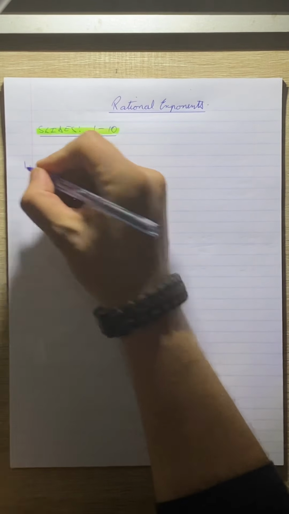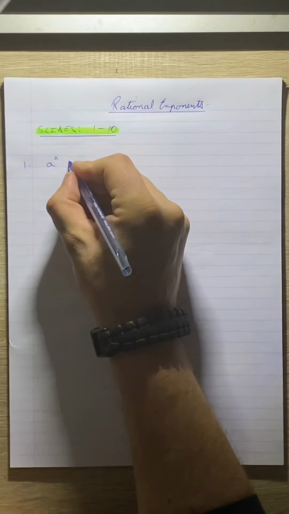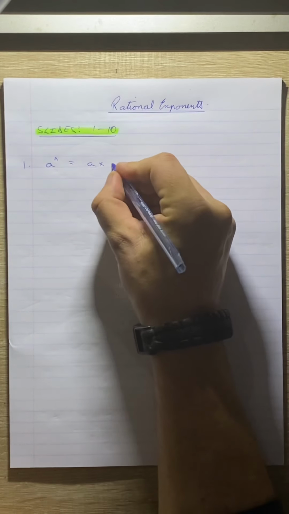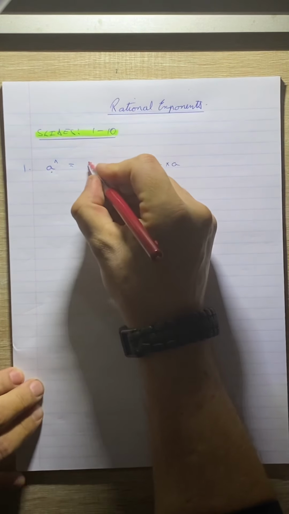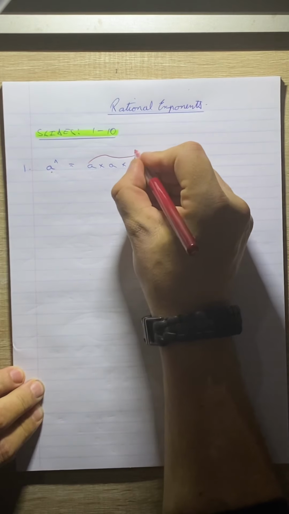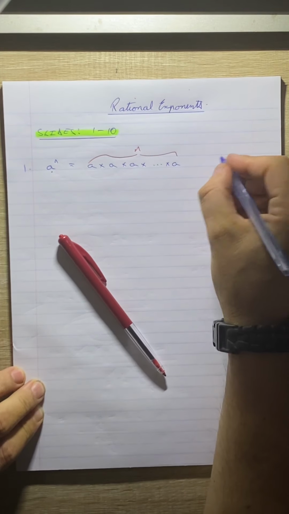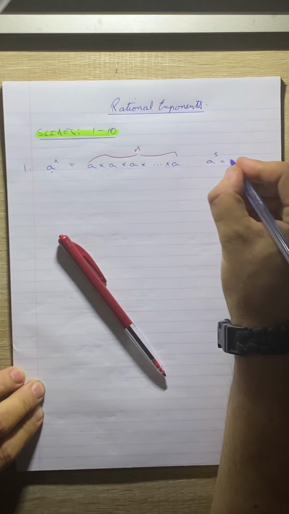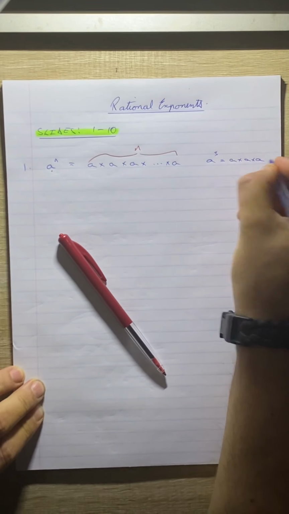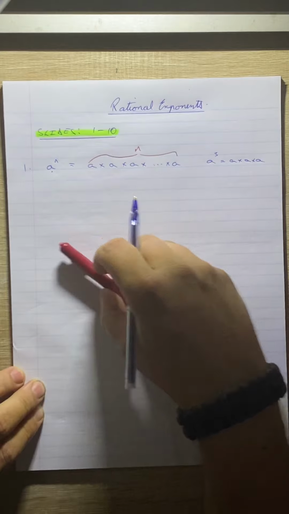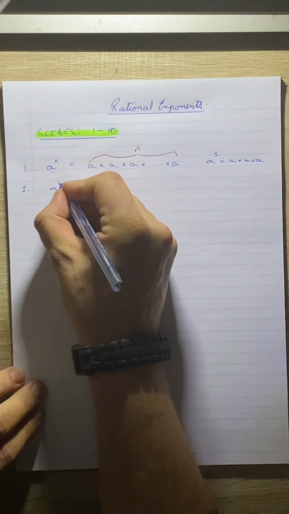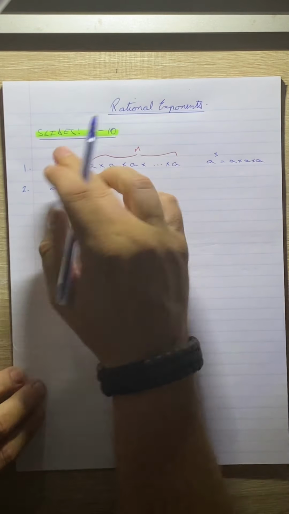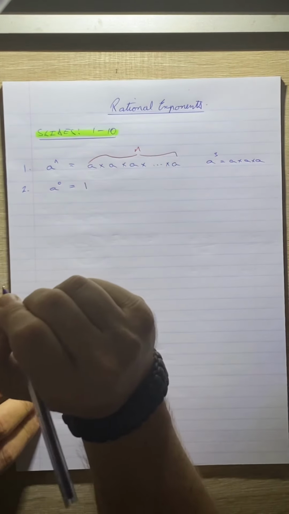So just remember that a to the n is equal to a times a times a times a, and you have n of these a's. Okay, that's all that means. So for example, if I have, I don't know, a cubed, that's just equal to a times a times a. Okay, just means a times by itself 3 times. Then the next one is a to the 0. Just remember anything to the power of 0 is 1.